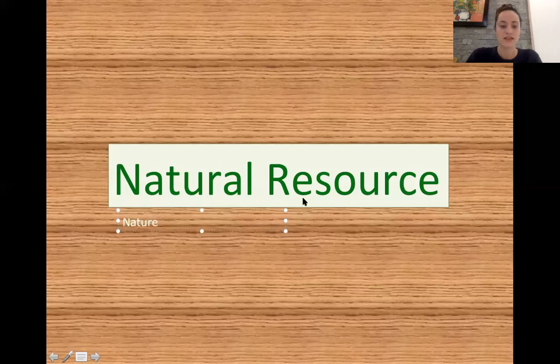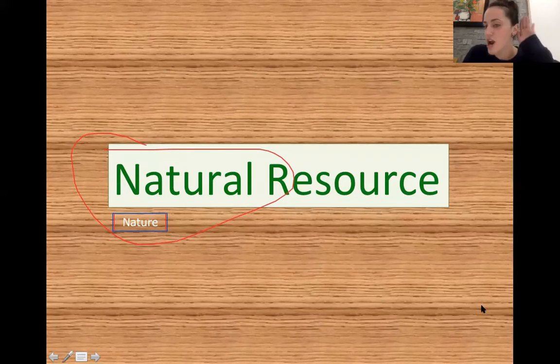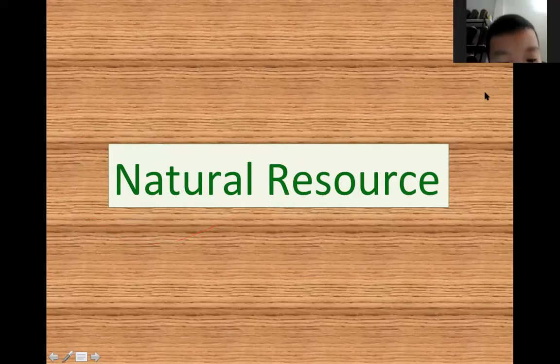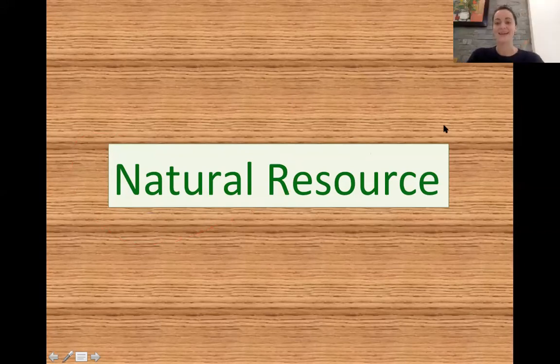let me change this, there we go. So this word is natural. Everyone say this word, natural. All right, now everyone say this word right here. This word right here is nature. Everybody say nature. Nature. Good. They're very similar, so it's tricky. Okay, natural resource.